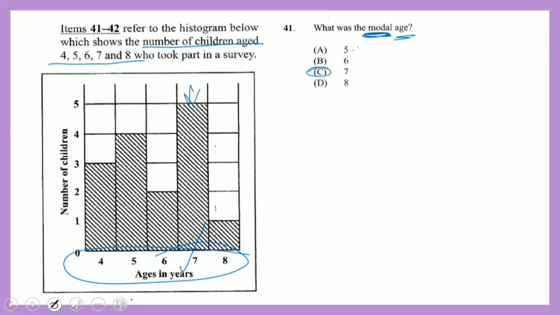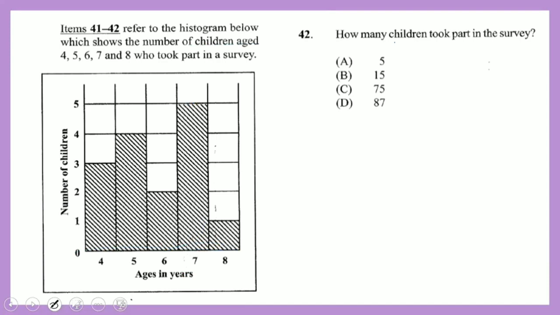It's tempting here to write 5 because 5 is the highest number of children, but no, it asks for the modal age. Number 42, how many children took part in the survey? Let's go from left to right. 3 children plus 4 plus 2 plus 5 plus 1, and that's going to be 15.